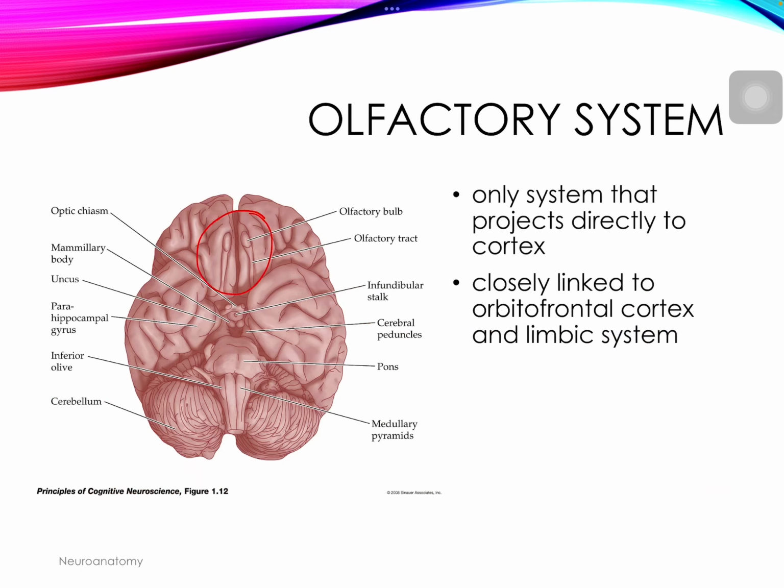And here you can see that this area, which is basically a brain that has been flipped on its belly, if you will. These areas are really closely located to the nose. The olfactory system is different in that it's the only system that actually projects directly to the cortex. And it is linked to the orbital frontal cortex as well as the limbic system.